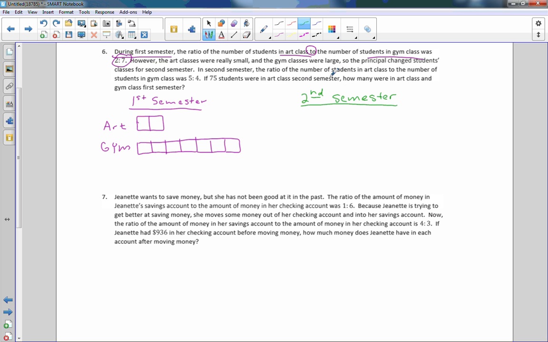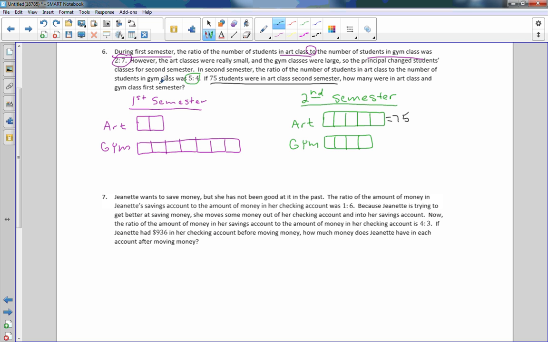In the second semester, the ratio of the number of students in art to the number of students in gym was 5 to 4. So now I need to draw a tape diagram with 5 squares and a tape diagram with 4 squares. 5 plus 4 is 9, 2 plus 7 is 9. Our ratios have the same total, so we can use this tape diagram. And it says if 75 students were in art class second semester, there's the key. Go down here, art class equals 75, second semester.